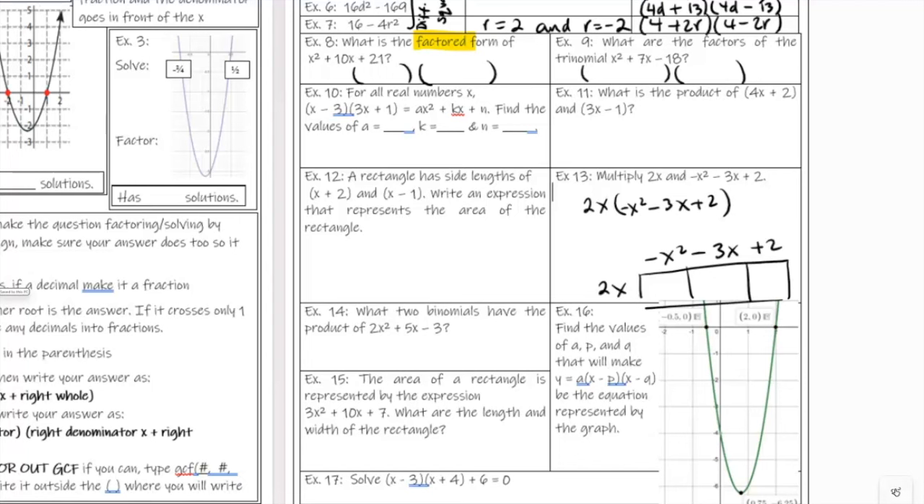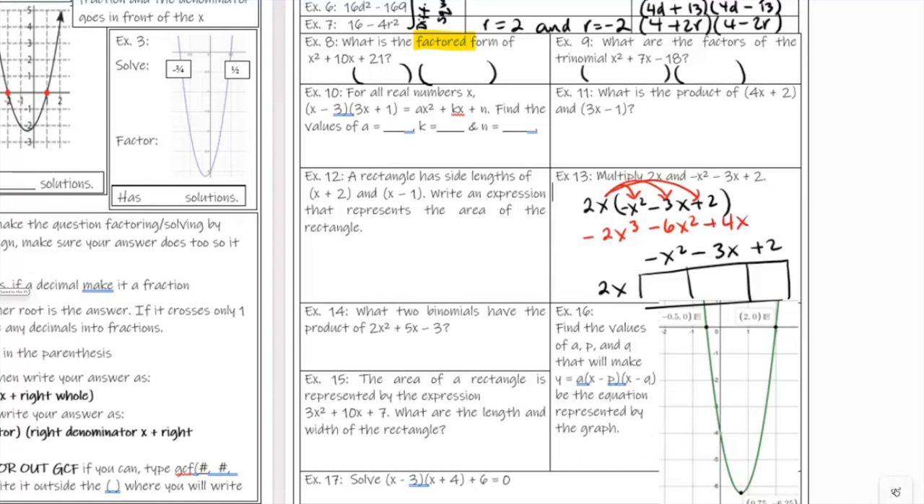Okay. So either way, no matter which method you're doing, multiply this. What is 2x times negative x squared? It's going to be negative 2x cubed, because I already had x to the second power, and another one is going to be to the third power. Then go ahead and distribute this one. 2x times negative 3x is going to be negative 6x squared, because I had an x already, times another x is x to the second power. And then distribute it to the end. 2x times 2 is going to be 4x.